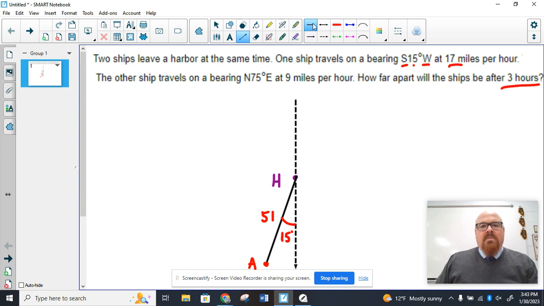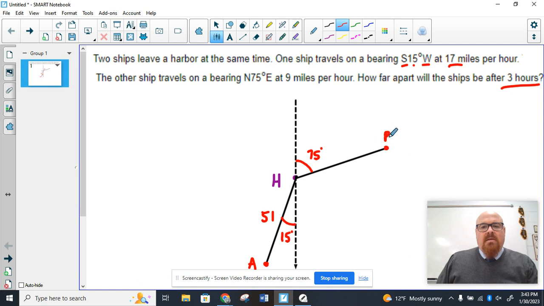The other boat is traveling on a bearing of north 75 degrees east. So we have to use due north from the harbor, and we have to create an angle towards the east that's 75 degrees. So a 75-degree angle is almost nearly 90 degrees. So I'm going to make a rather big angle here. So this angle is 75 degrees. And here's the other boat. We'll call that boat B.